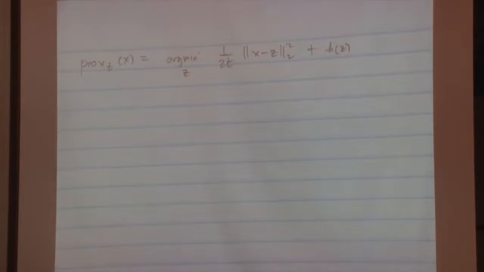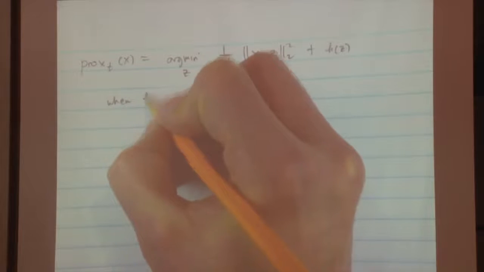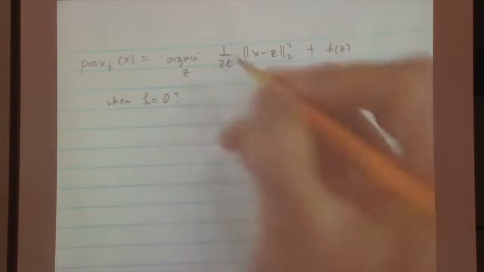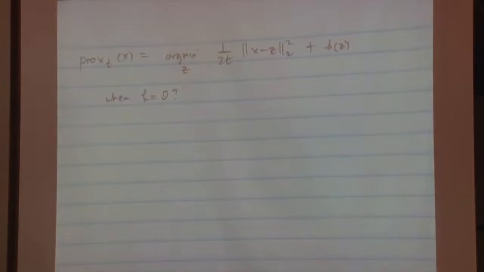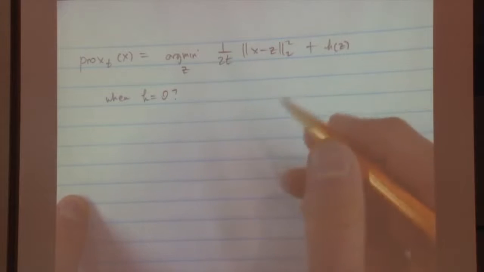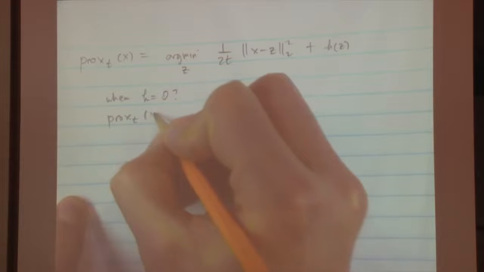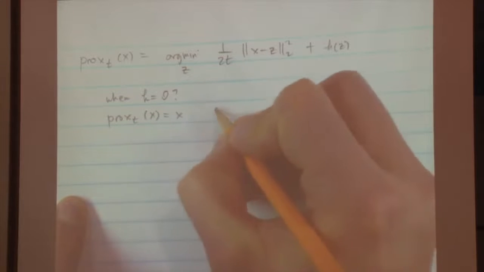So what happens when h equals 0? What is this operator? Yeah, right? The answer is just x. So it is a quadratic, that's right. But what's the point z that's closest to x? It's just x. So when that's true, the proximal operator at any level t, it doesn't matter, it's just the identity mapping.